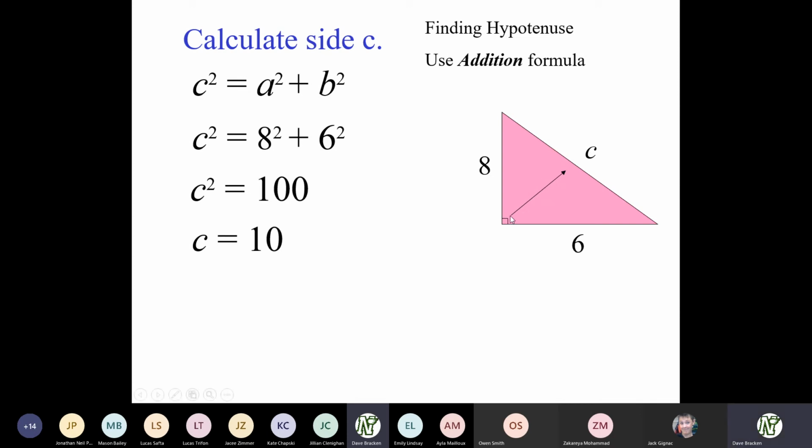So find your right angle, go right across from it. This is always your C value. This is always the hypotenuse. But these other two are interchangeable, and you'll see that on the next page here, okay?